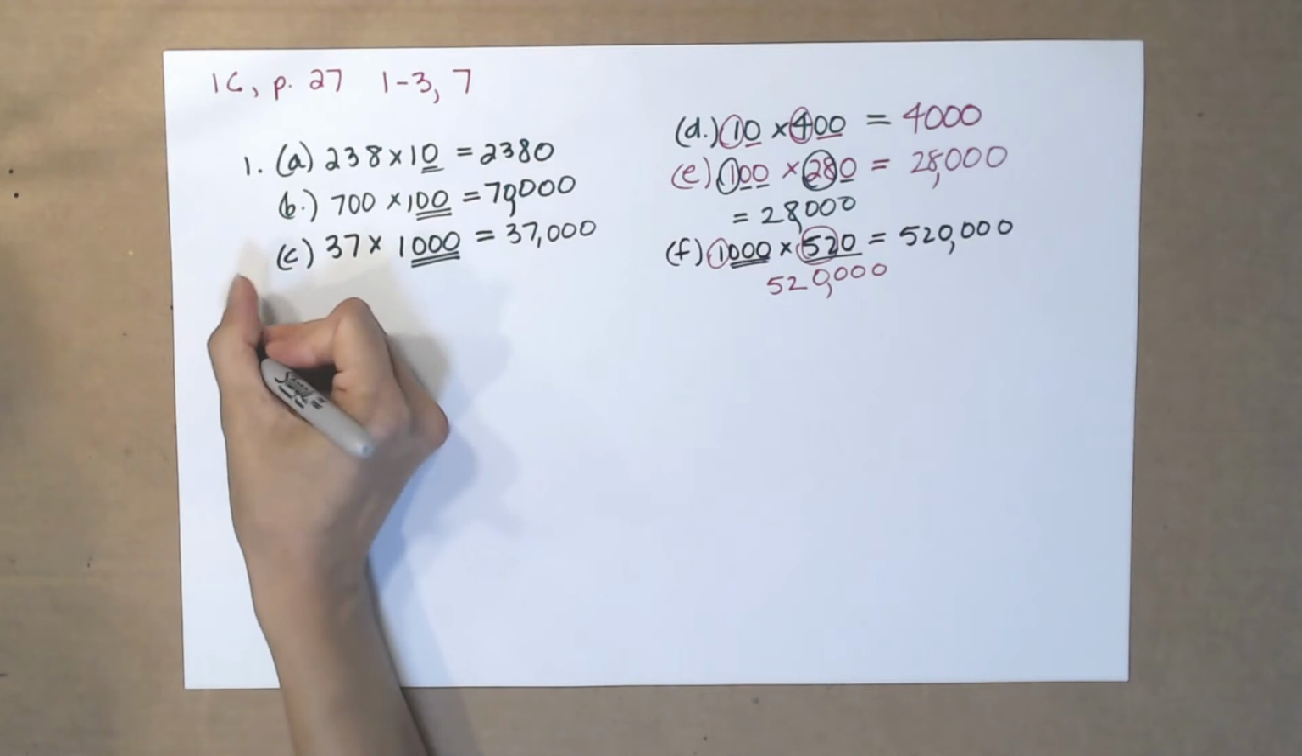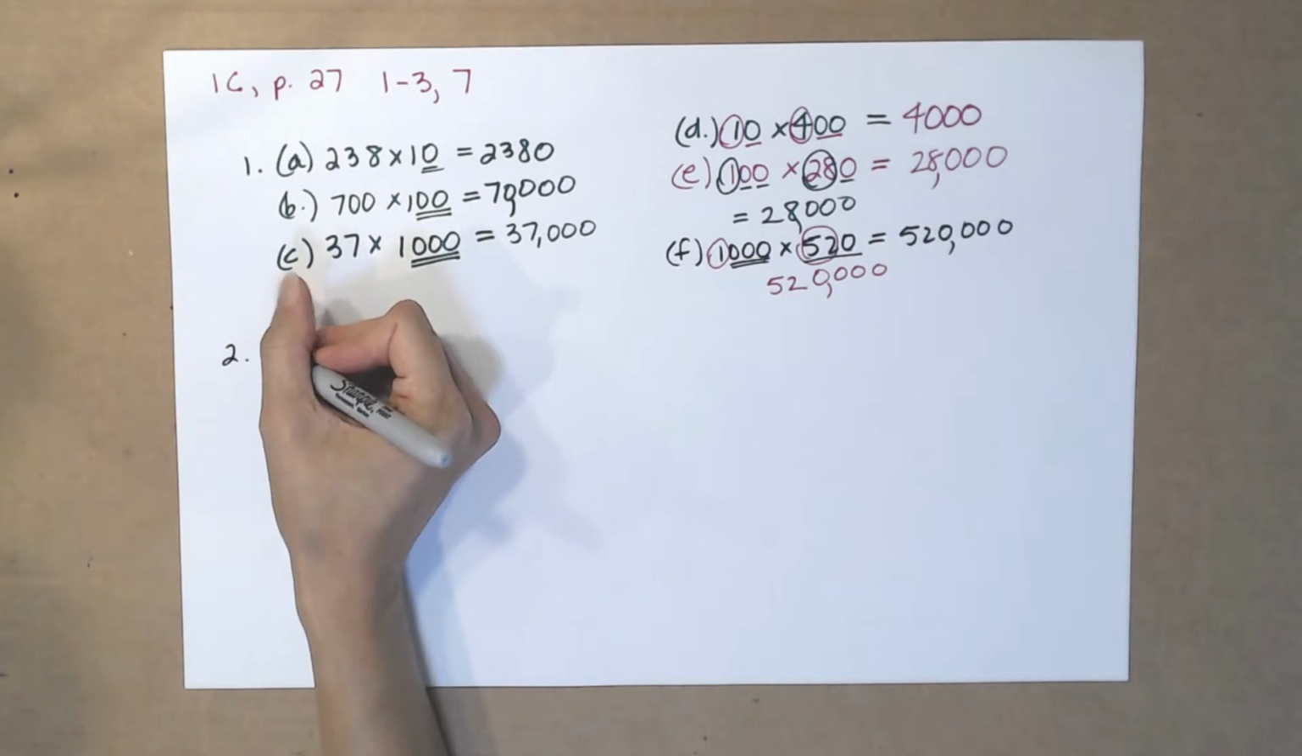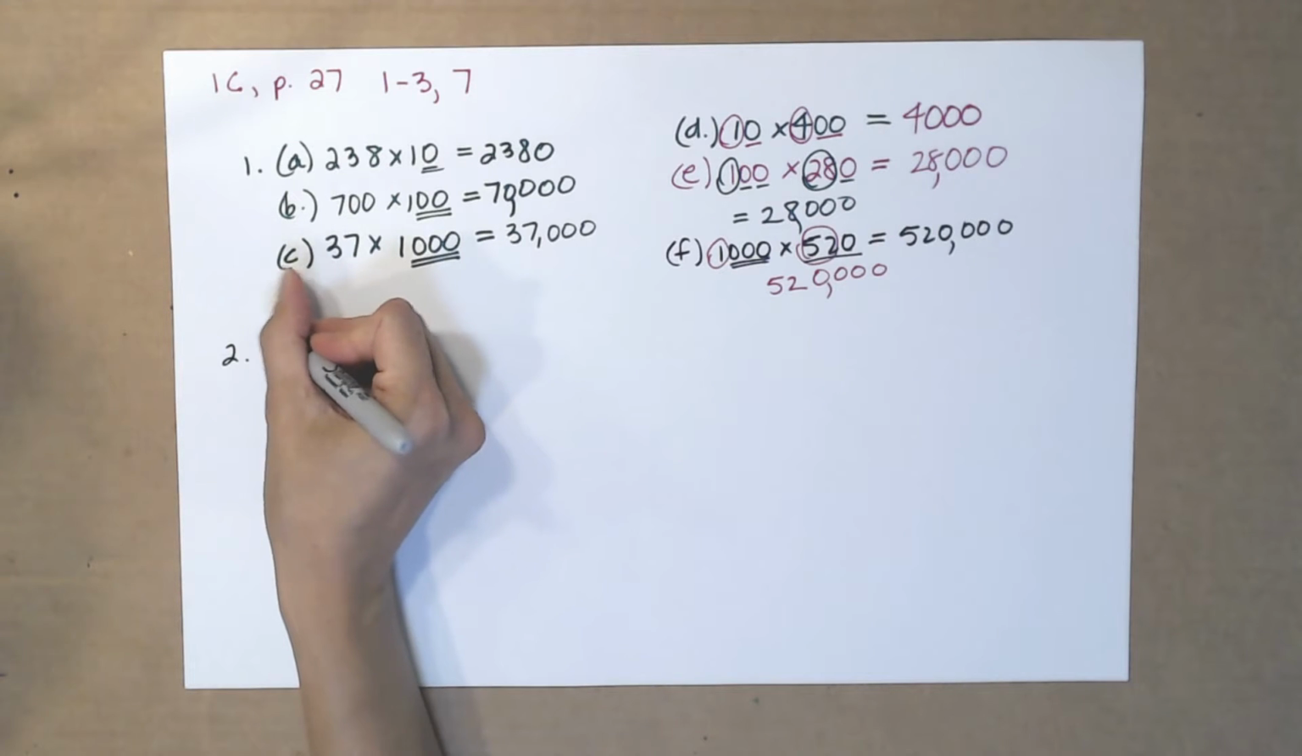Going on to number 2. Multiply 56 by 7. So first we'll do that.